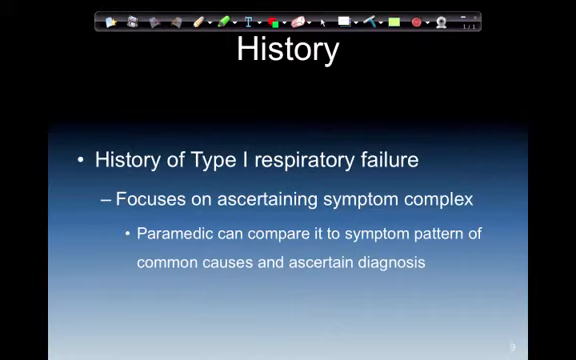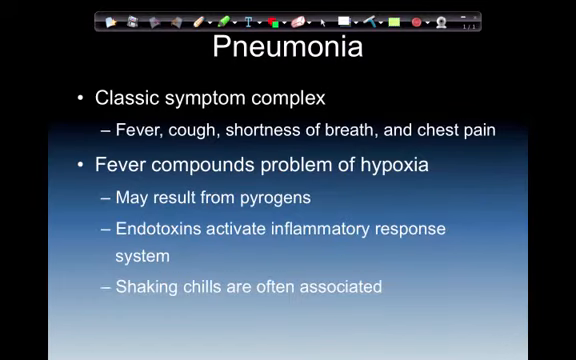History of type 1 respiratory failure focuses on ascertaining the symptom complex. Paramedics can compare it to symptom patterns of common causes and ascertain the diagnosis. The classic symptom complex of pneumonia is fever, cough, shortness of breath, and chest pain. Fever compounds the problems of hypoxia. It may result from pyrogens, fever-producing substances released within the body. Endotoxin, remnants of the bacteria, activates the inflammatory response system. Shaking and chills are often associated with this as well.